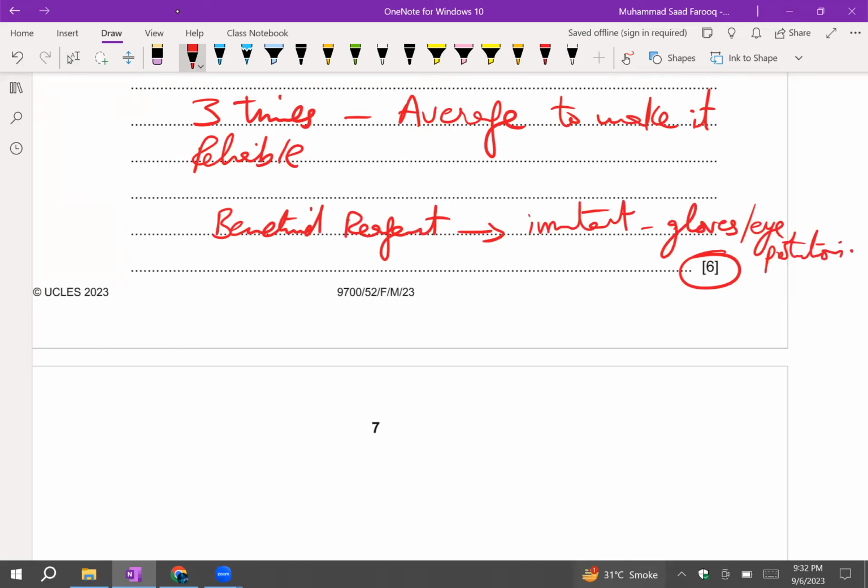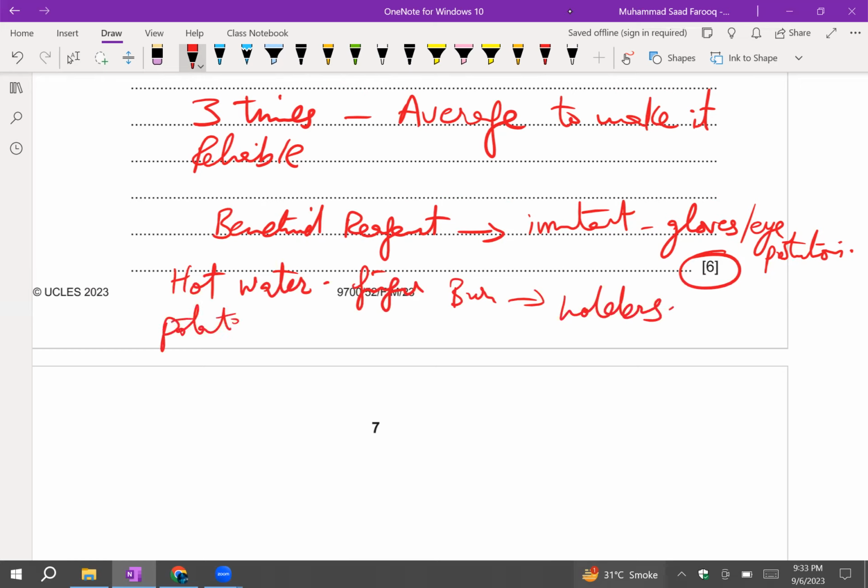Then, when you're using a hot water bath, you can include any two of these precautions. When you're using a hot water bath, don't put your fingers in it, it may burn your fingers, so use holders. When you're cutting the potato and using a knife or a surgical blade, it can result in some injuries, so cut it away from your hand.